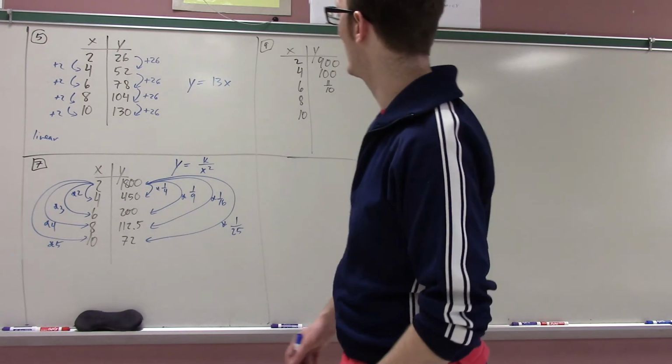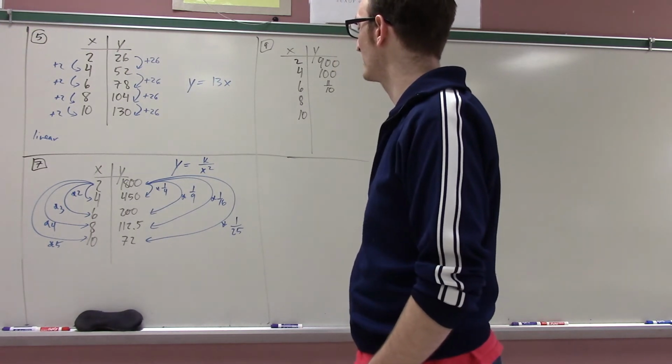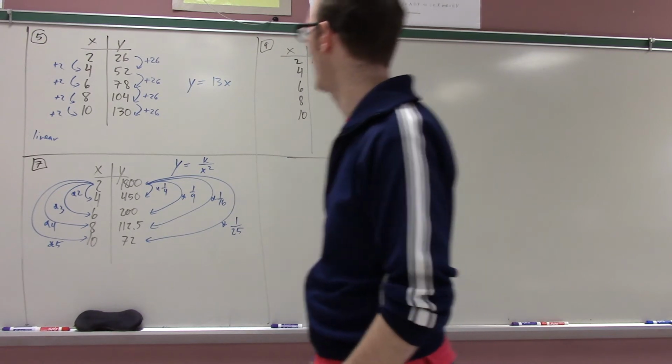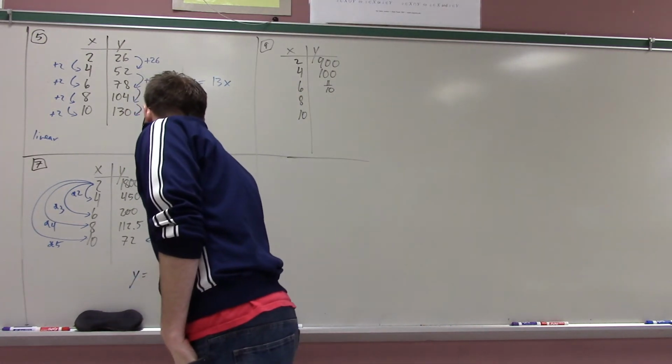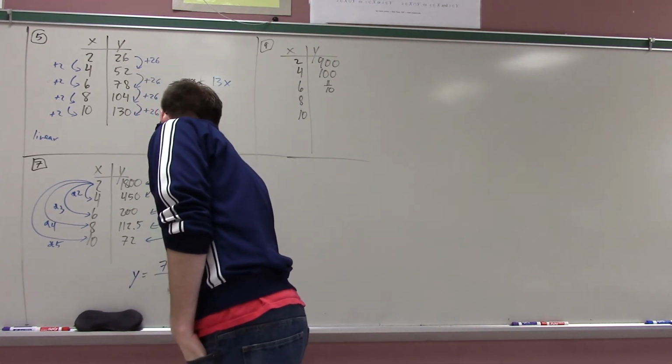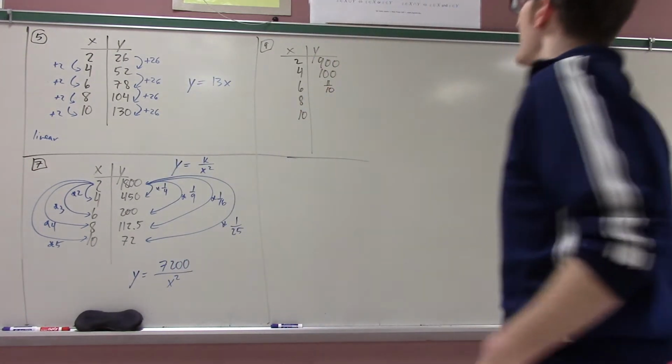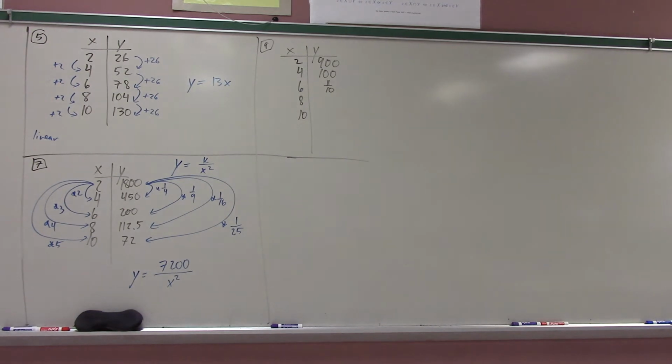Yeah, so what is it? When I plug in 2 and 4, it's just like y equals 7200 over x squared, is that right? I think it is. I think that's right. Okay.